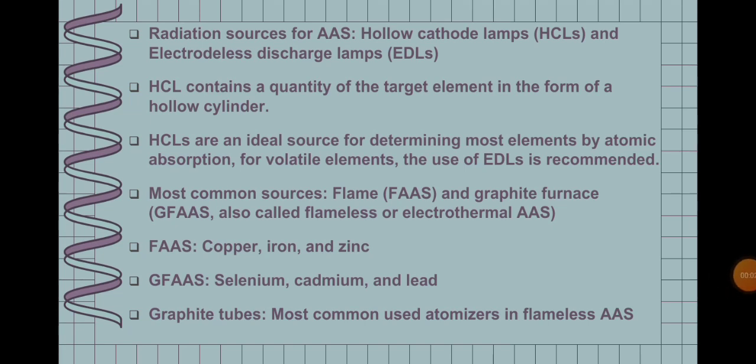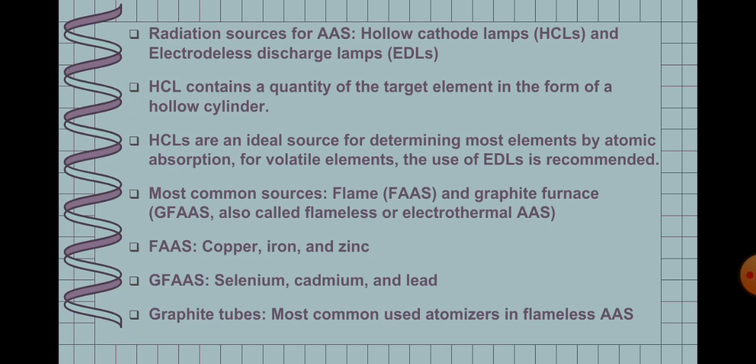The graphite tubes are the most commonly used atomizers in flameless AAS or GFAAS. Tubes are made of high-purity polycrystalline electrographite and coated with pyrolytic graphite and can be heated to a high temperature by an electrical current.